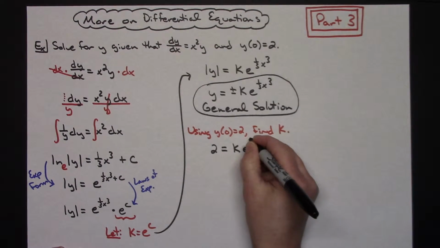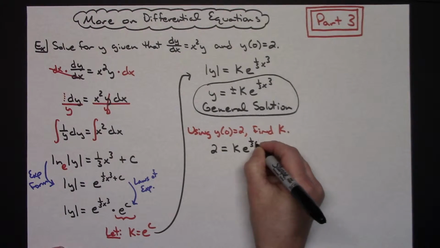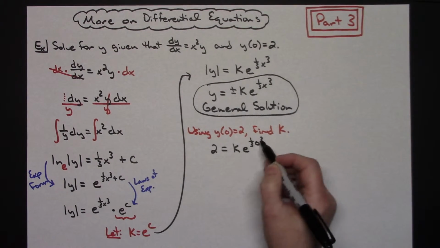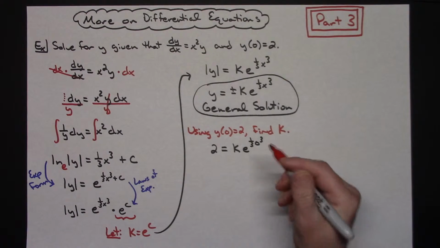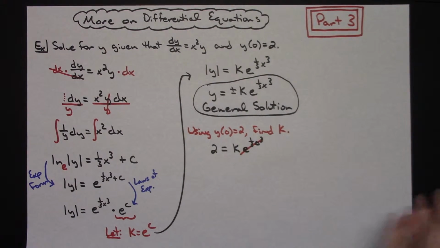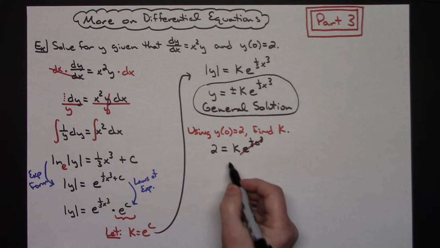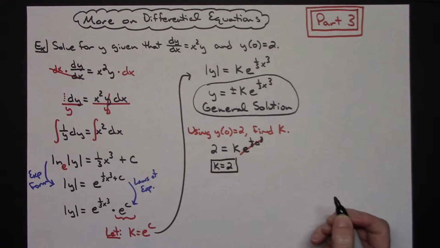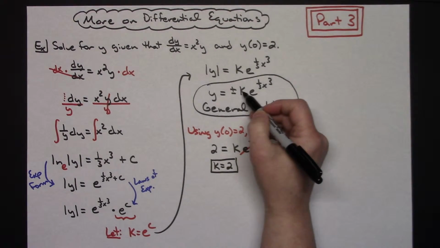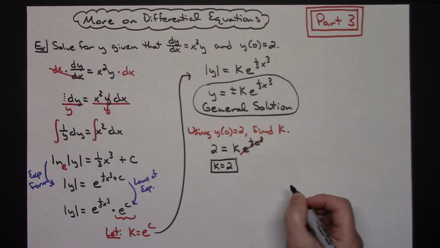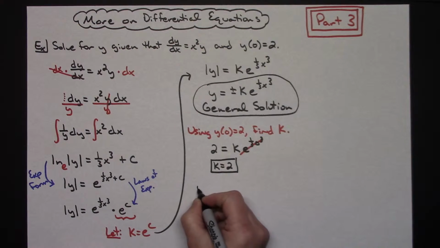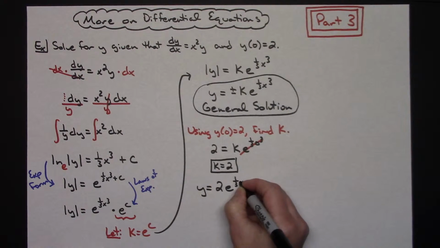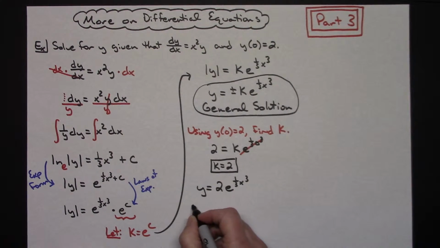E raised to the 1/3 times 0 to the 3rd power. 0 to the 3rd power is 0, and anything raised to the 0 power is going to be 1. So basically this all goes away, leaving my value of k being that positive 2. So k equals 2. Now that I know what my k is, I can plug my k back into this general solution and come up with a particular solution. So I'm going to have y equals 2 e to the 1/3 x to the 3rd as my particular solution.